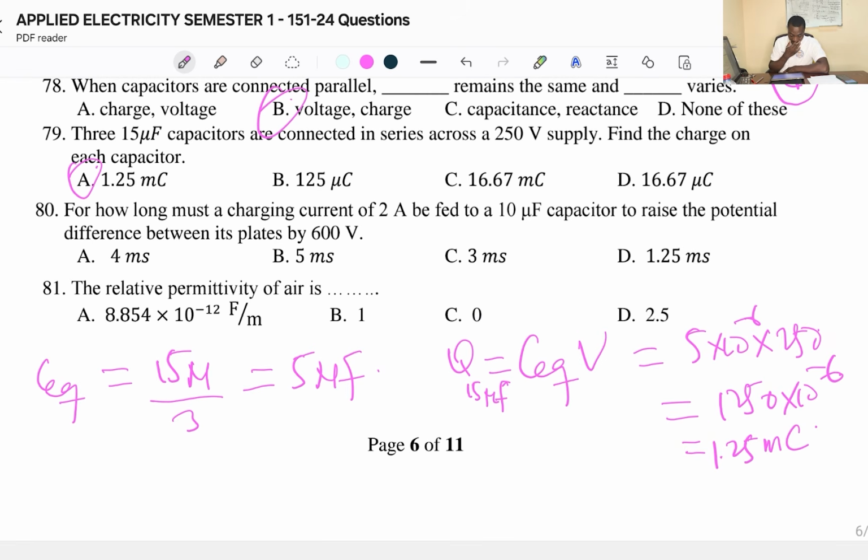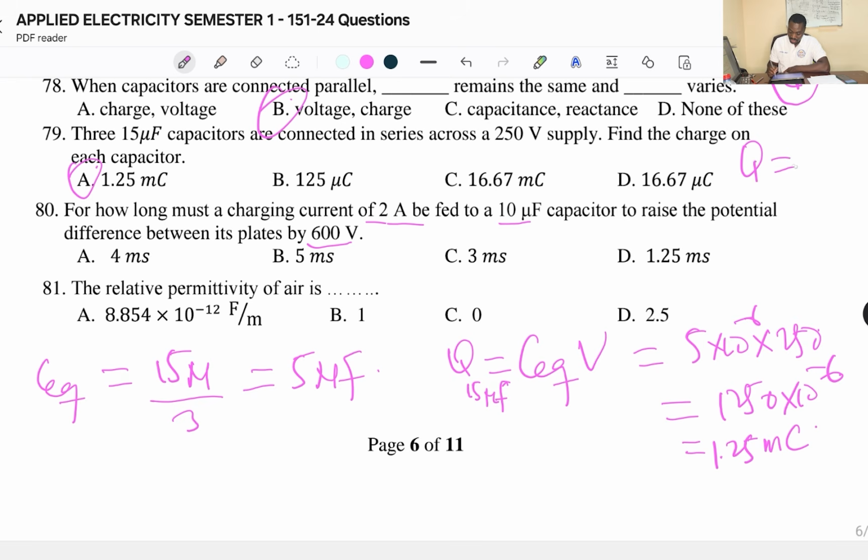Now, for how long must a charging current of 2 amps be fed to a 10 microfarad capacitor to raise the potential difference between its plates by 600 volts? So here we are interested in the time. If I have a current of 2 amps fed to this, first we have to get the charge. Because this capacitor is 10 microfarad, and the voltage across is 600, I can get the charge.